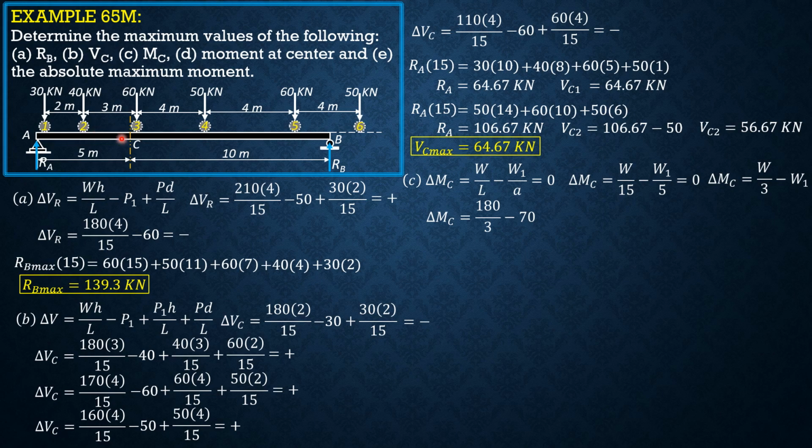Load 2 is just to the left. So W would be 30 plus 40, 70 plus 60, 130 plus 50, 180. Because the 60 kilonewton load is still outside. So W would consist only of these 4 loads when load 2 is just to the left of C. And 70 is 30 plus 40. So the sign is negative.